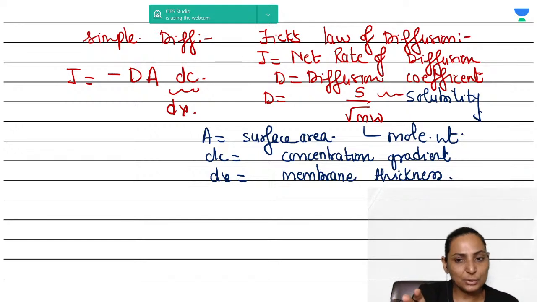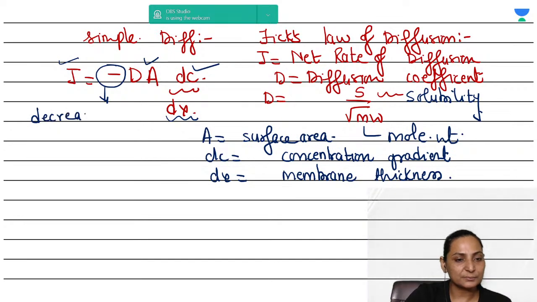If you just look into the formula, you yourself know that the rate of diffusion is directly proportional to surface area and concentration gradient, and inversely proportional to the membrane thickness. Why are we using a negative sign? We are using a negative sign because we are moving towards decreasing concentration, isn't it? We are moving from high to low, therefore using a minus sign.